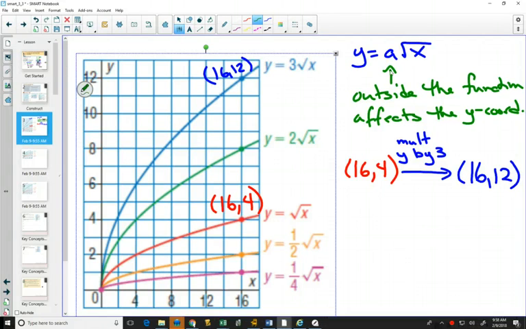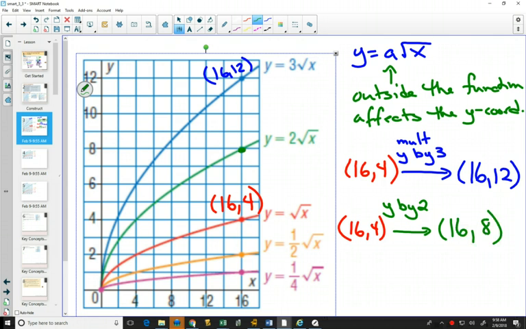If we looked at our green graph, again, starting with my original point on my red graph, on my green graph, I have a 2 out in front. So I'm going to multiply my y values by 2. And notice the first time I wrote multiply, just so you have it in your notes. After that, you'll probably just say y by 2. That is simple. It explains what you're doing. And then where does that point go? My y-coordinate is getting affected. It's going to (16, 8).